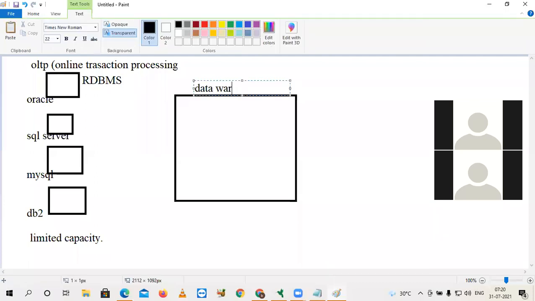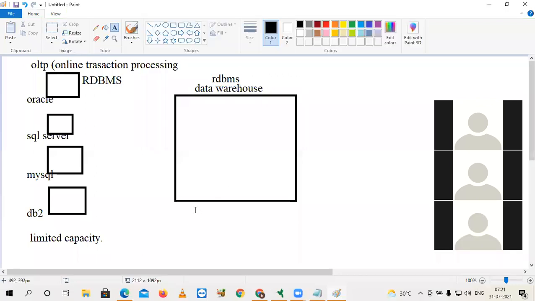Initially, I'm going to talk about only the traditional data warehouse. Later, we will come to the concept of the modern data warehouse. Most data warehouses are also RDBMS, relational database management systems. But here, special databases are required. That means the databases should have high capacity compared with OLTP databases.